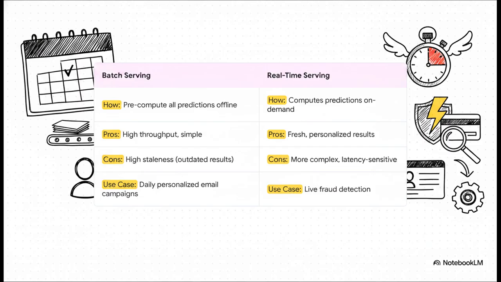We can go with batch serving, where we basically pre-calculate everyone's recommendations overnight and just serve up those static lists the next day. It's simple, it's high throughput, but the results can get stale really fast. Or we can use real-time serving, which generates a brand new prediction the instant a user makes a request. This is amazing for freshness, like for live fraud detection, but it's way more complex and puts incredible pressure on that latency budget we talked about.